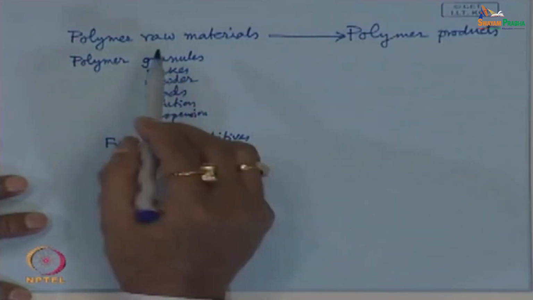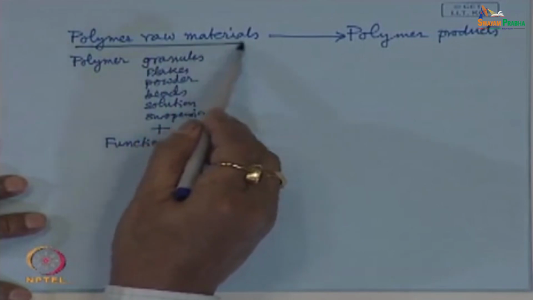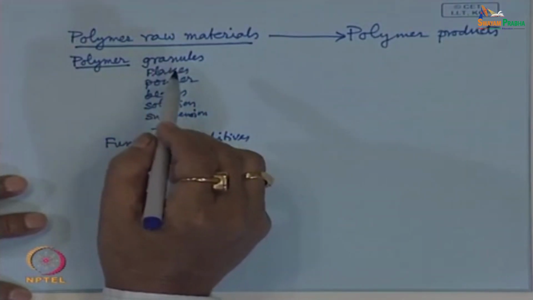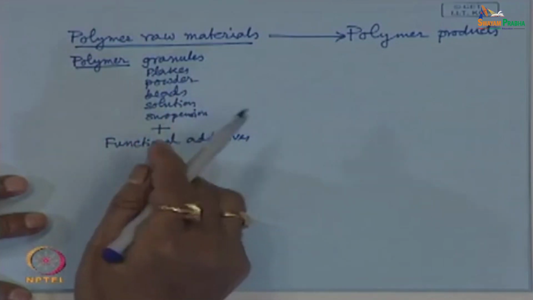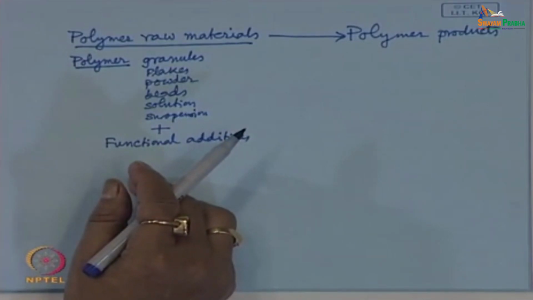Today we are going to discuss how these polymer raw materials, particularly this basic polymer in the form of granules, flakes, powders, beads, solution, suspension, are made on an industrial or commercial scale. Now, there are techniques of polymer manufacture.